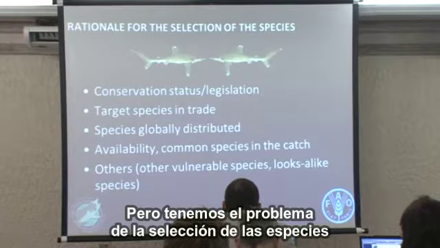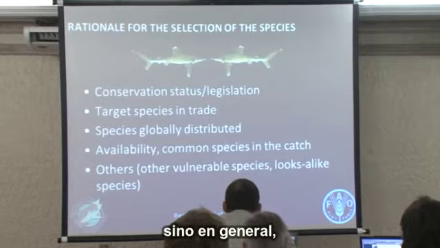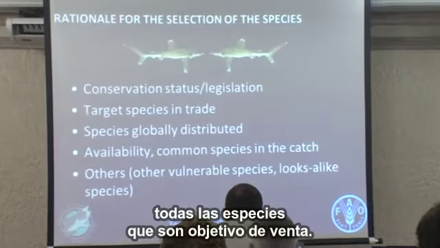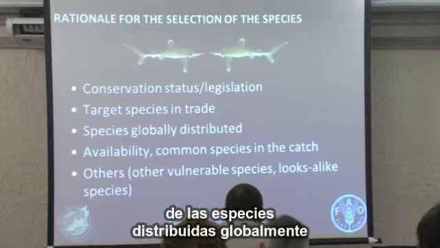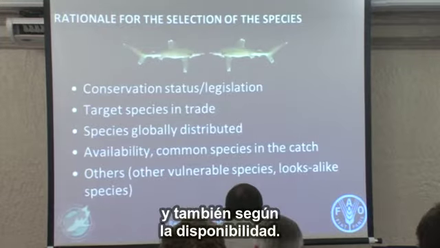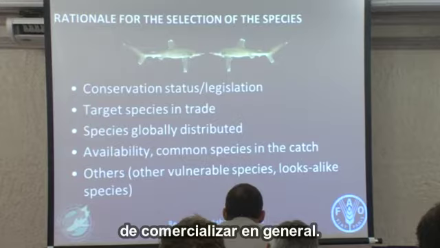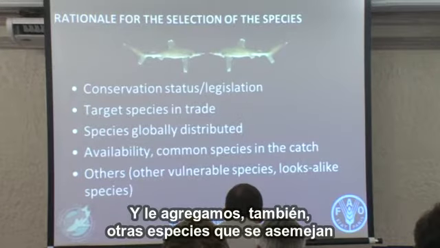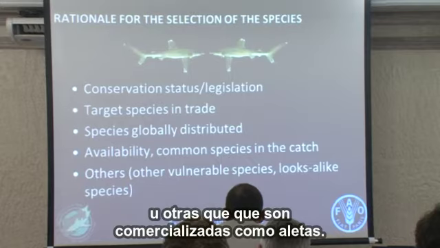Then we had the problem of the selection of the species, because we are not considering only the species protected under CITES, but in general, all the species that are a target in trade. Then we added the criteria for preference of species globally distributed, and also on availability, so the more common species in trade in general. And we added also other species that are look-alikes, or data deficient species, or others that are usually traded as fins.